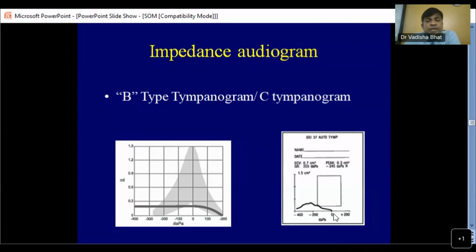B is the flat tympanogram because the pressure in the middle ear will not change when we alter the pressure in the external auditory canal, because there is fluid in the middle ear cavity. Any type of fluid, like middle ear effusion or hemotympanum, can cause a B type of tympanogram. Rarely it can cause a C type, because there is negative pressure and the cavity is not completely filled with fluid. So, in those conditions, we can still get a C type of tympanogram.